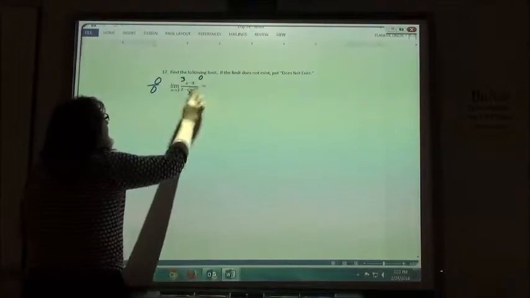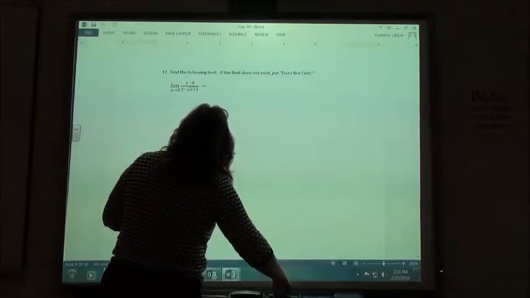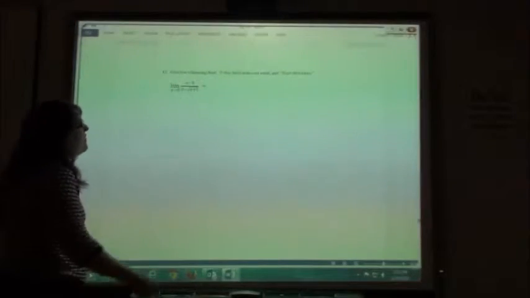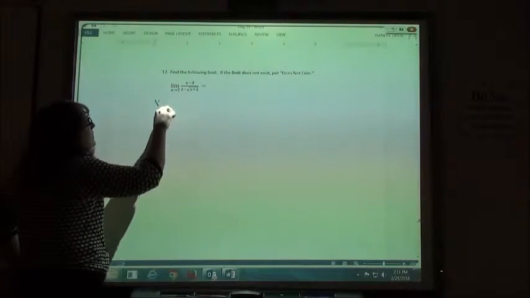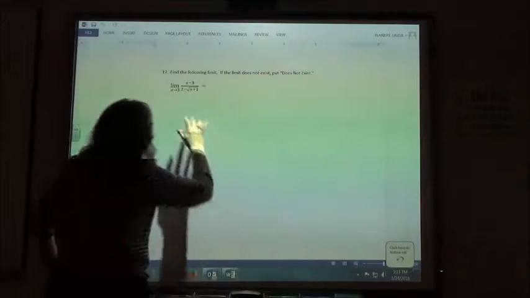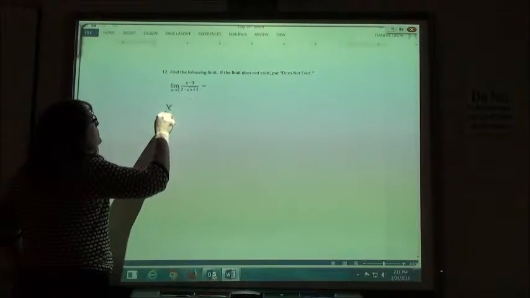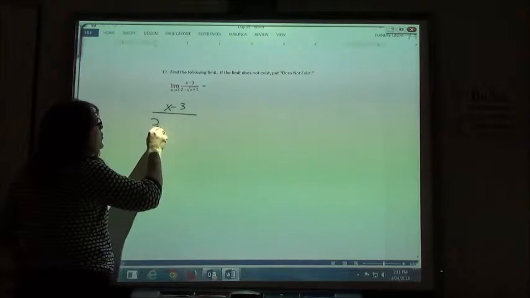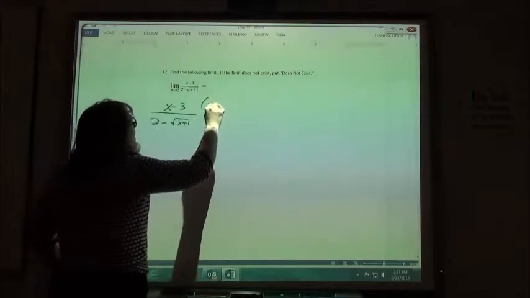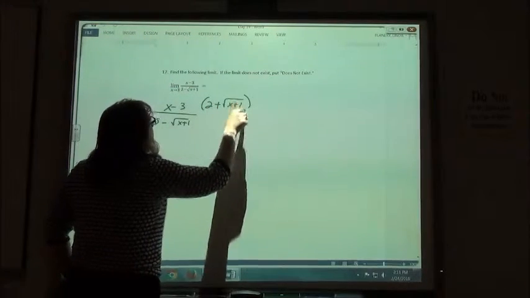So whenever I get that 0 over 0 when I plug my number in, I have to look at it and say, oh, okay, here's another one. I have a binomial on the bottom. Let's see if I can get rid of that. So x minus 3 on top. On the bottom, I have 2 minus the square root of x plus 1. So I'm going to multiply by 2 plus the square root of x plus 1.